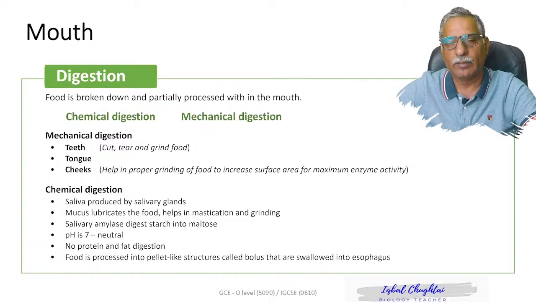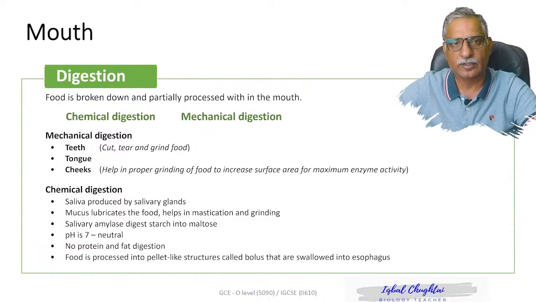Remember one thing, in the mouth only starch digestion takes place. No protein and no fat digestion takes place in the mouth. Why? Because in the mouth only salivary amylase is produced. No enzyme responsible for fat or protein digestion is produced. So there is no enzyme that could digest fats or proteins in the mouth. So only starch digestion takes place.